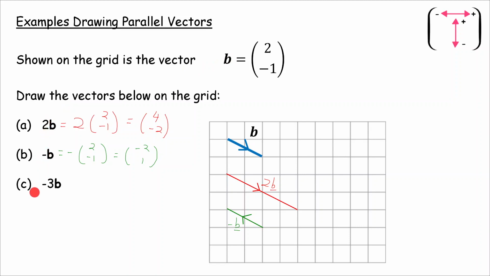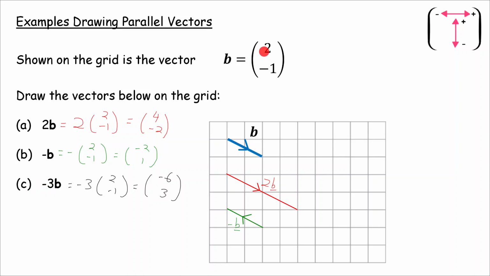The final one, we've got the vector minus 3b. Okay, let's go and do this in a different color again. Let's go and do it in black. So that's going to be equal to minus 3 lots of our vector. Well, the vector b again is this part up here, 2 and then negative 1. So minus 3 times 2 is minus 6. Minus 3 times minus 1 is positive 3. So it's going to be going in the opposite direction to this vector b, because it's negative. It's going to be 3 times as long as that vector.